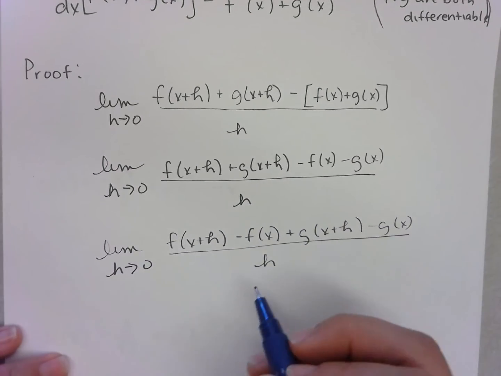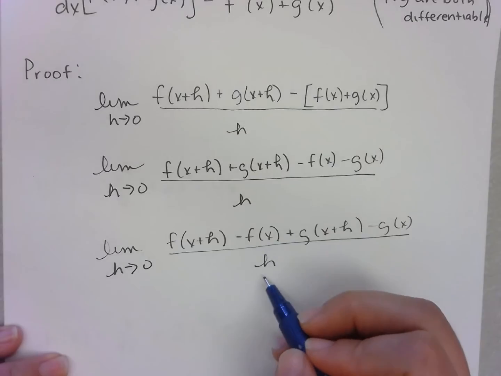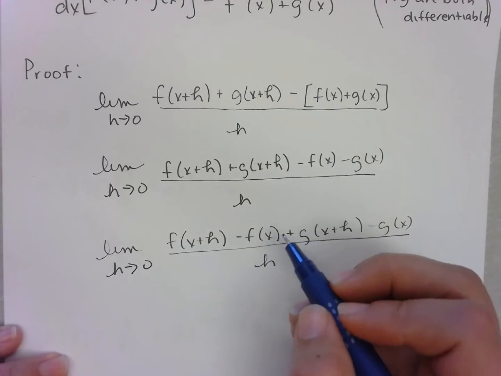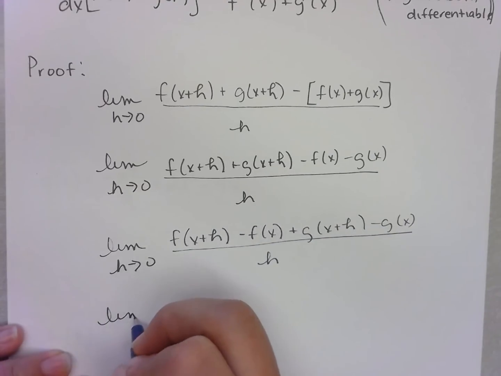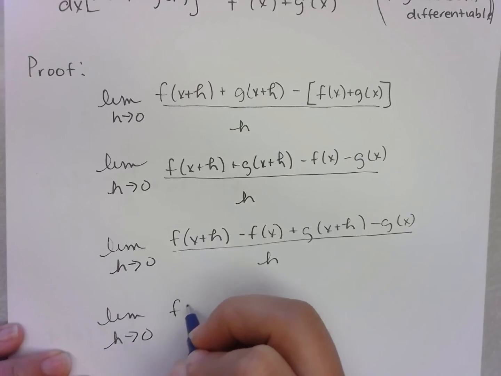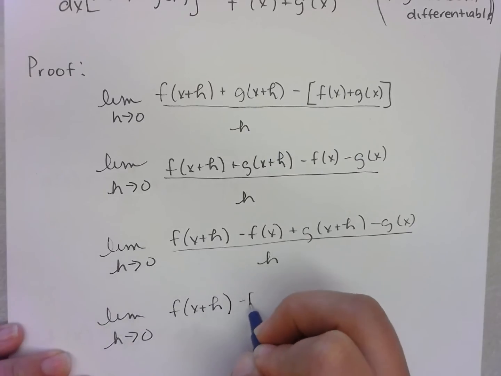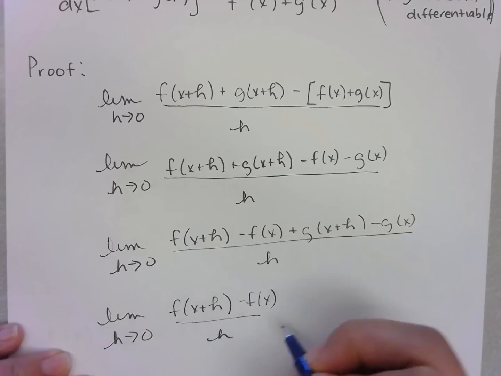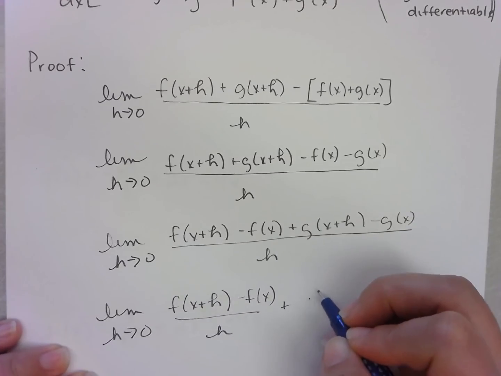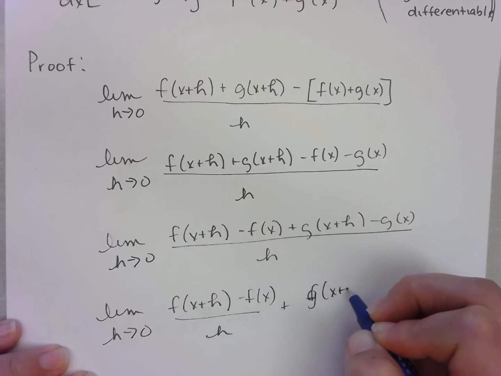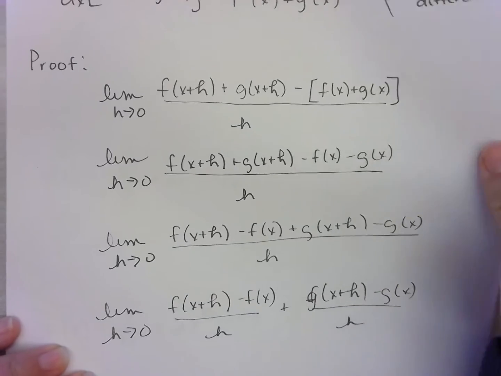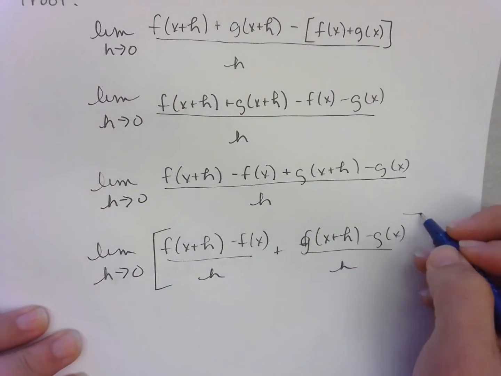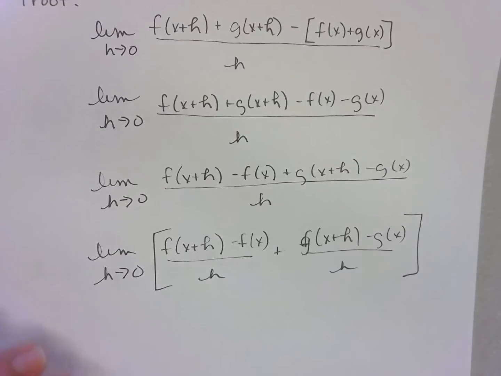Now my last step, I'm going to break into two. When I have one thing in the denominator, I'm allowed to break into different fractions. So I'm going to put these two over h and these two over h. So I have the limit as h approaches 0 of f of x plus h minus f of x over h plus g of x plus h minus g of x over h. This limit applies to both of these. Now that I have two pieces, I should put a bracket. And now I'm going to break these two limits apart.